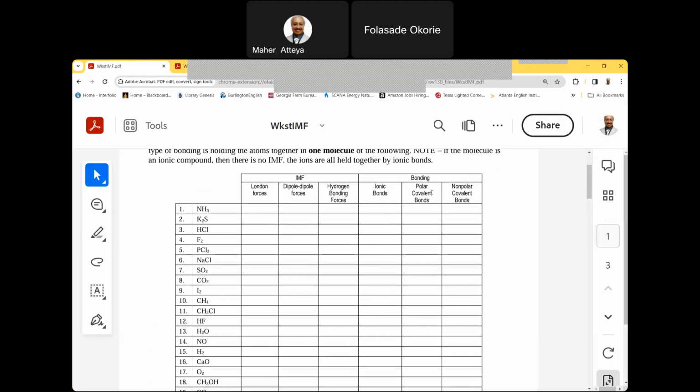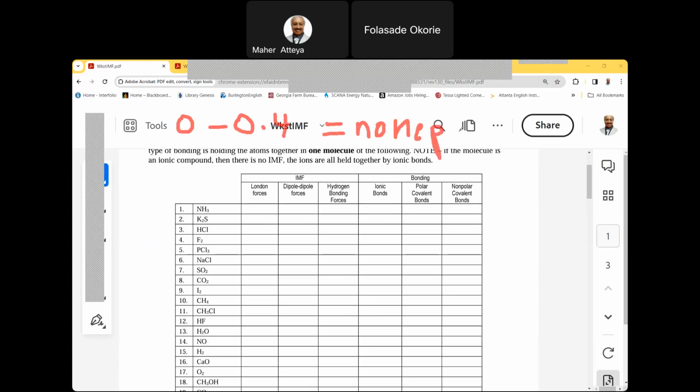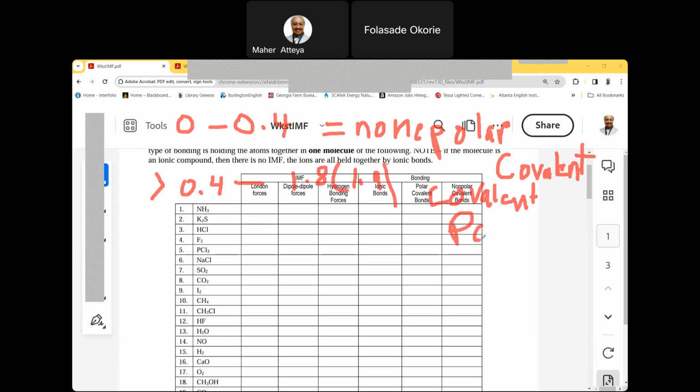You can say if this is polar covalent, but you have to have the table ready. You remember the table still? From 0, the electronegativity difference is non-polar covalent. Then greater than 0.4 to 1.8 is covalent. 1.9 is polar covalent. That's the electronegativity difference, correct?